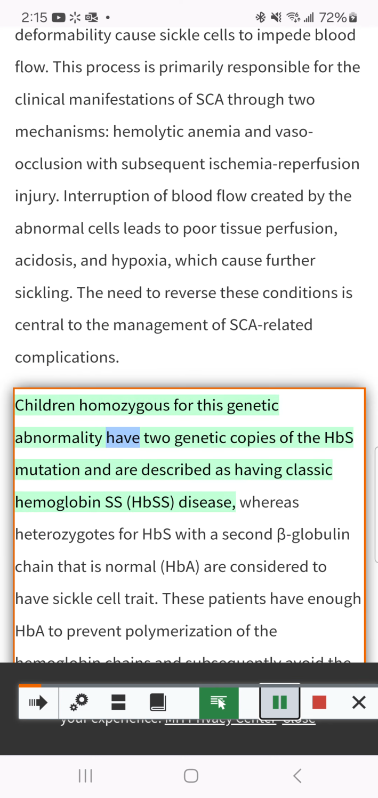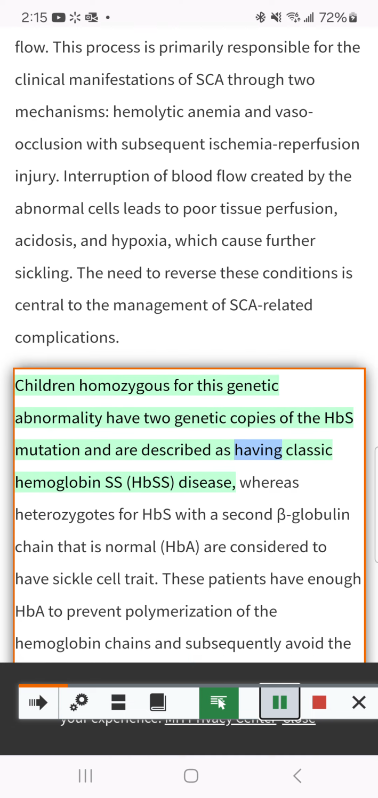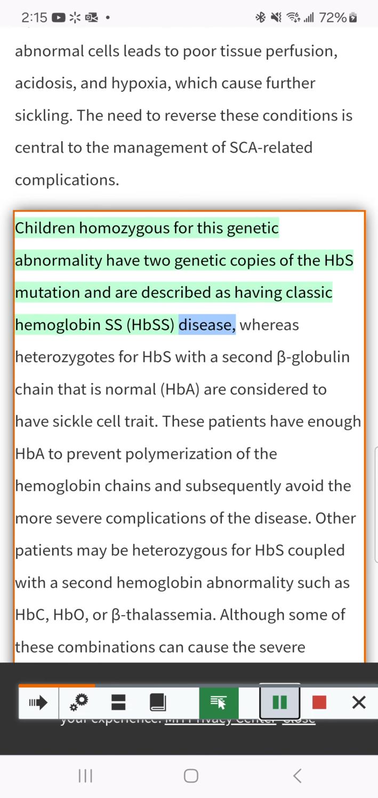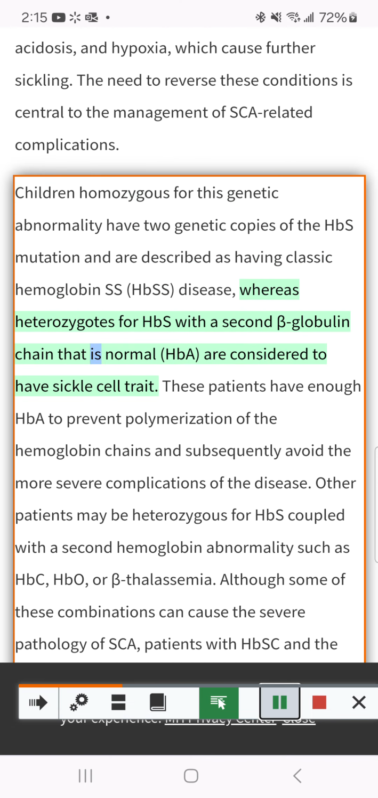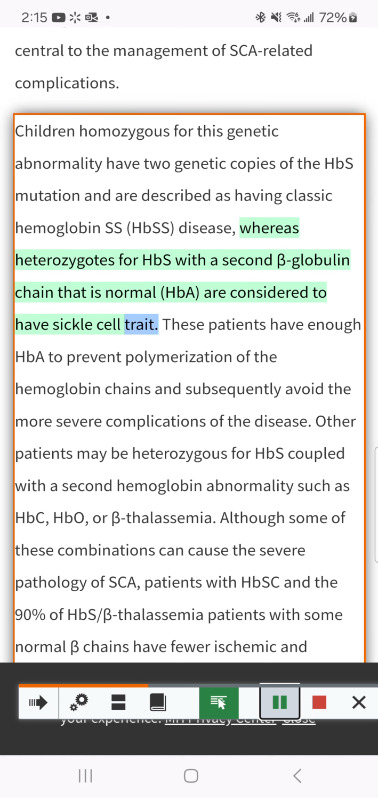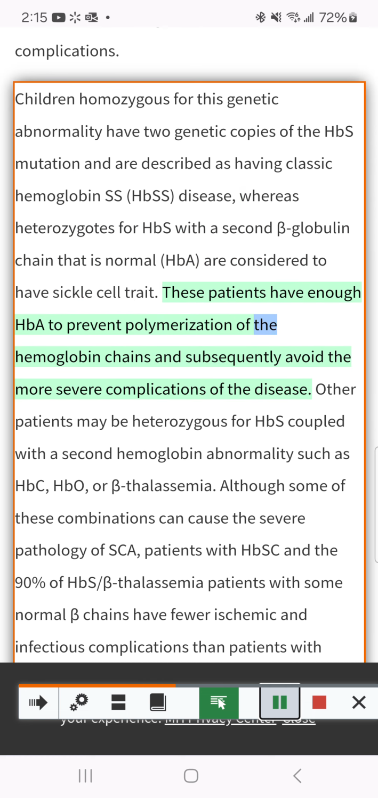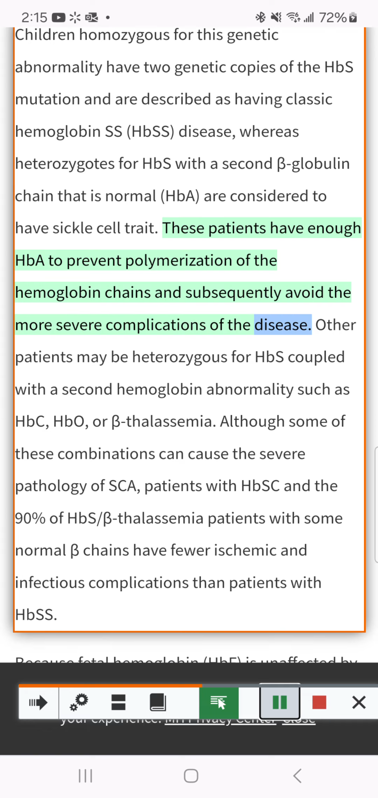Children homozygous for this genetic abnormality have two genetic copies of the HbS mutation and are described as having classic hemoglobin SS, HbSS, disease, whereas heterozygotes for HbS with a second beta-globin chain that is normal, HbA, are considered to have sickle cell trait. These patients have enough HbA to prevent polymerization of the hemoglobin chains and subsequently avoid the more severe complications of the disease.